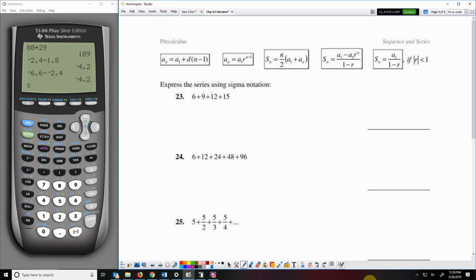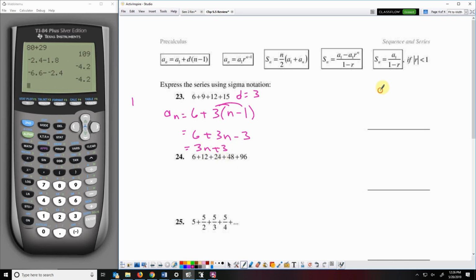We move to the final page of our review: express the series using sigma notation. In this case, we are going up by 3. There's a common difference of 3. So we're going to use formula 1 for an expression for this series. a sub n equals the first term plus the common difference times n minus 1. So distribute: 6 plus 3n minus 3. So that is 3n plus 3.